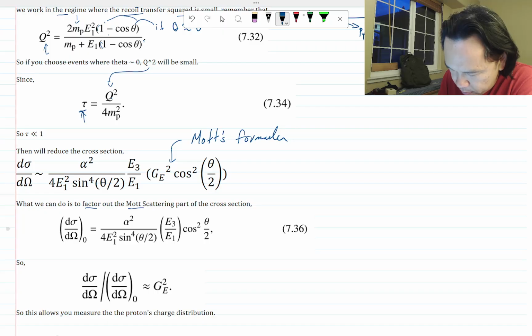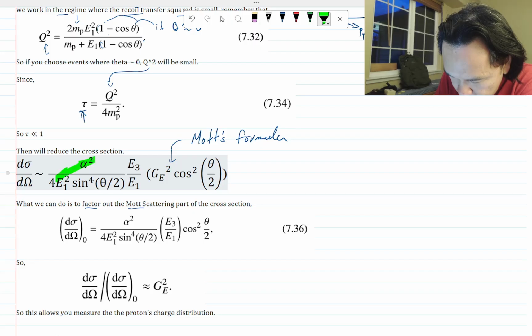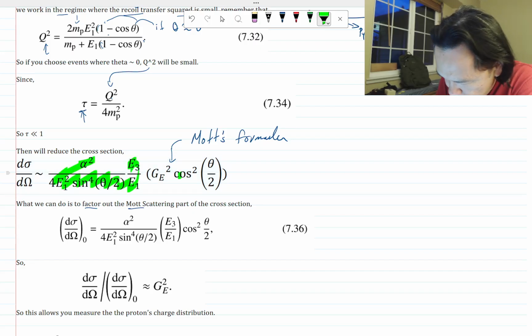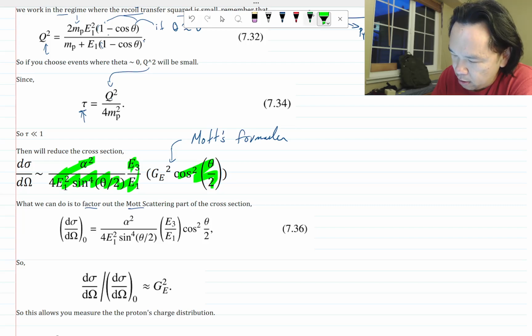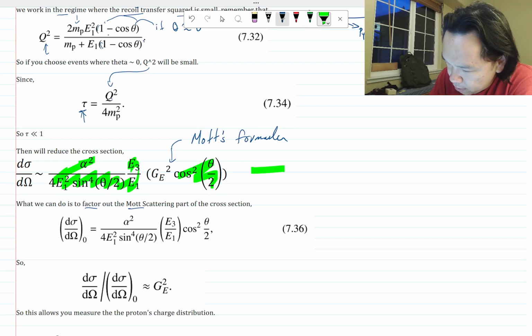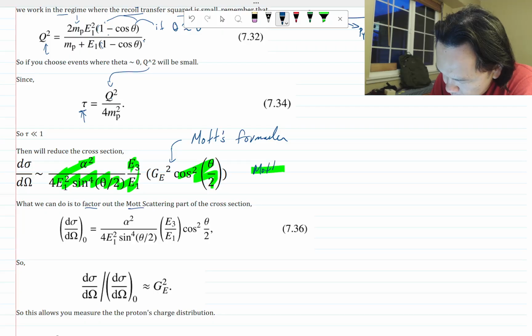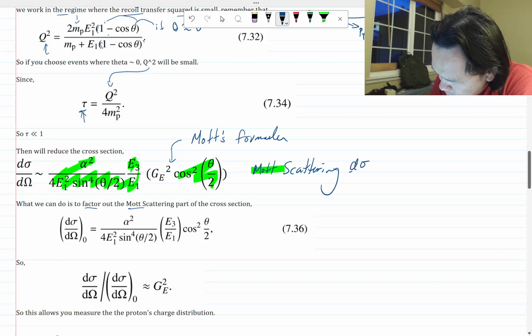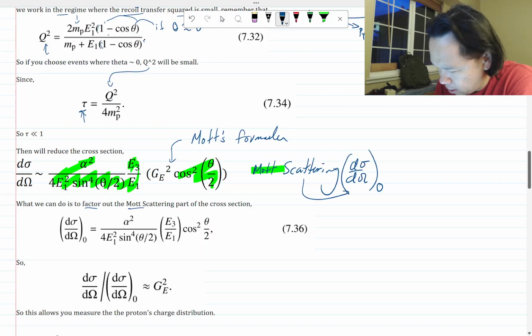So in fact, what we're going to do is we're going to factorize this. So basically, you do this. We know that. Let me do this. This whole factor, whole thing here, all this green stuff is actually the Mott scattering, d sigma d omega. In fact, we're going to call that d sigma d omega naught, because that's the Mott scattering.